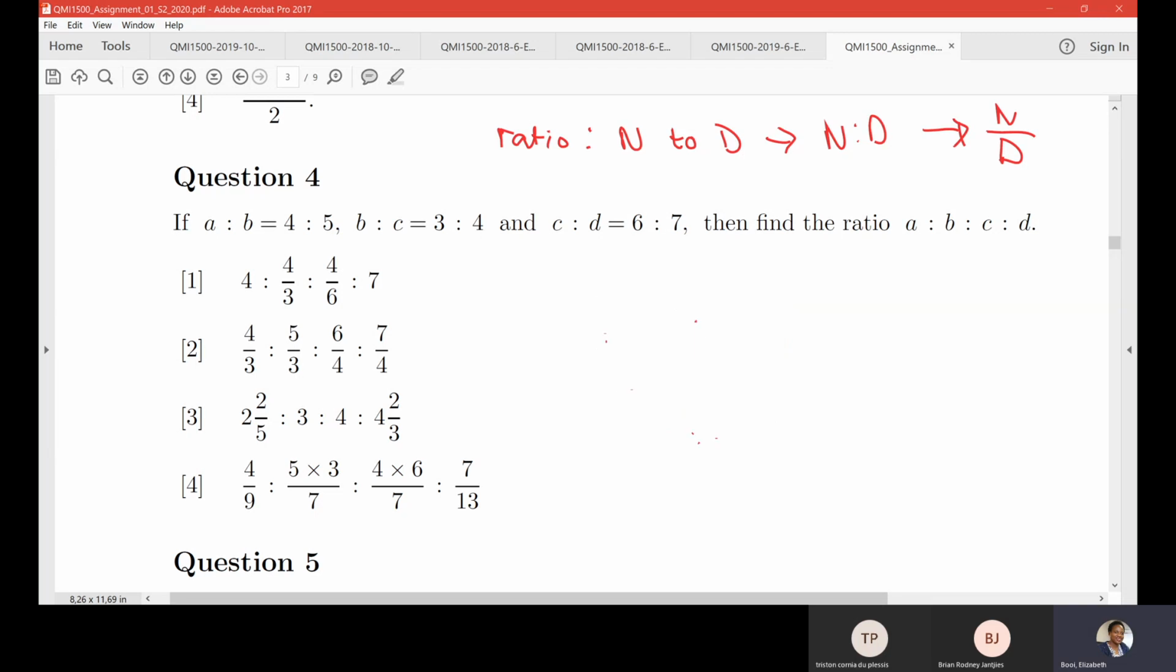Alternatively, what makes it difficult is because the next one also uses the first value for that. So it means here it says the ratio of A to B is 4/5. That is the ratio of A to B. But the ratio of B to C is 3/4.